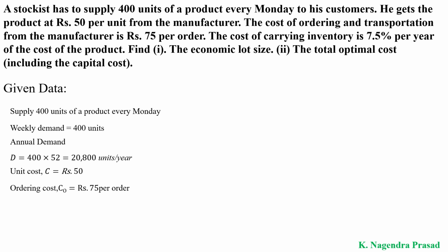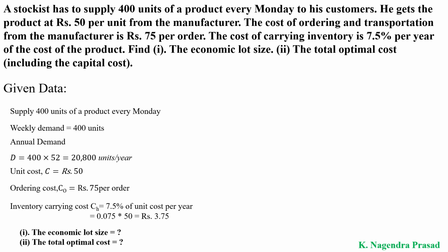And next it is given the cost of carrying inventory is 7.5% per year of the cost of the product. So inventory carrying cost CH equal to 7.5% of the unit cost per year, which is equal to 7.5% into 50 rupees, which is equal to 0.075 into 50. So inventory carrying cost CH equal to 3.75 rupees. Let's see the solution.